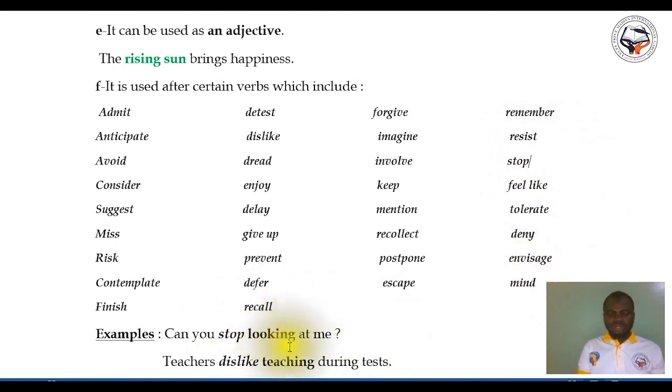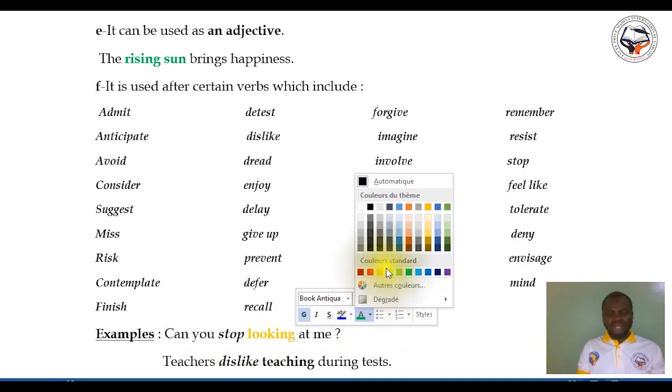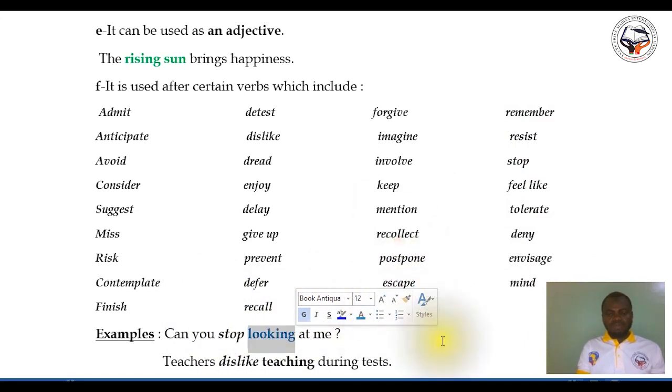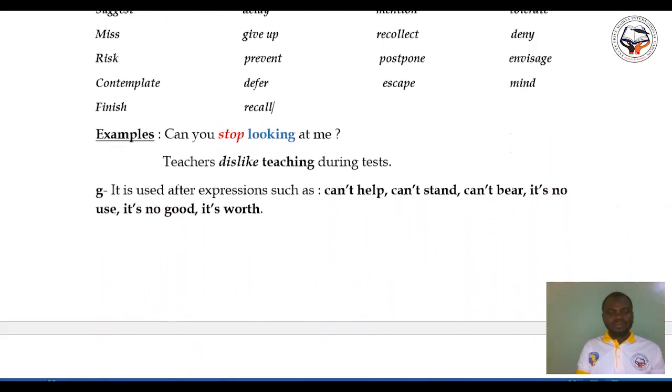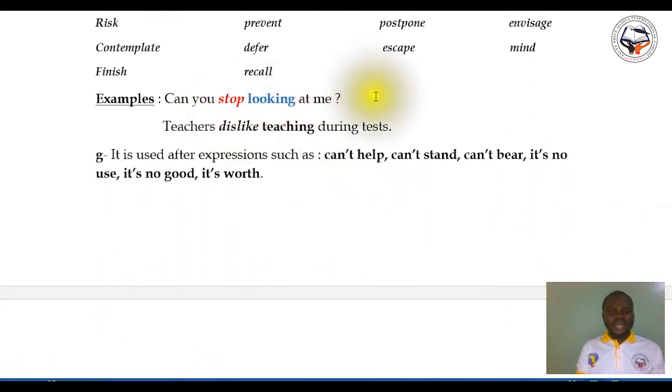That is why we add ing to look. Okay, can you stop looking at me? Let me put the gerund in color. And stop here is the verb, the verb that calls the use of the gerund. So I will put it in red. Can you stop looking at me?